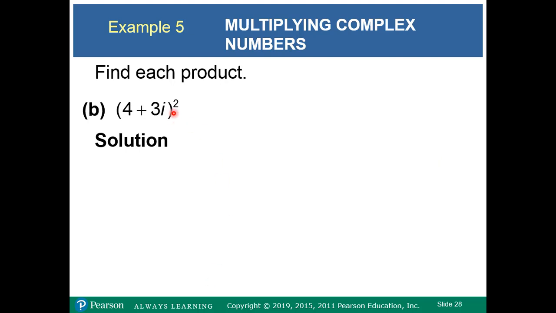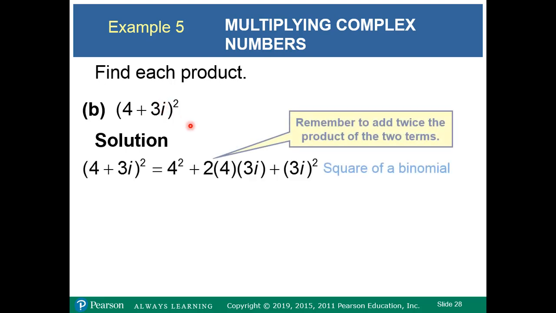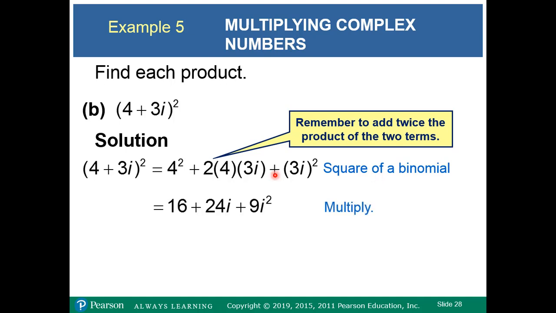Now what about this one? This one is a little tricky maybe, but we're going to take the definition of an exponent, right? So what does it mean? It means that we're multiplying by itself twice, right? So it's this squared. So we're going to still use the FOIL method because it's going to be this times this, 4 squared, and then it's going to be 2 times 4 times 3i because we're doubling this, and then we get this. Okay, so this is nothing more than the square of a binomial. And now we're going to simplify things, right?